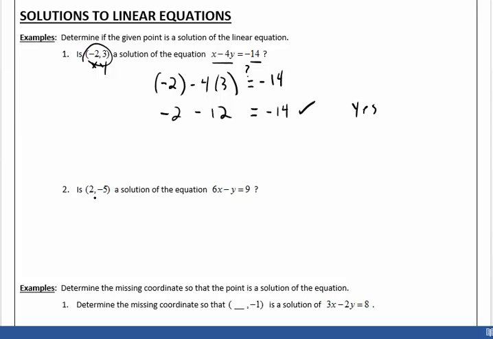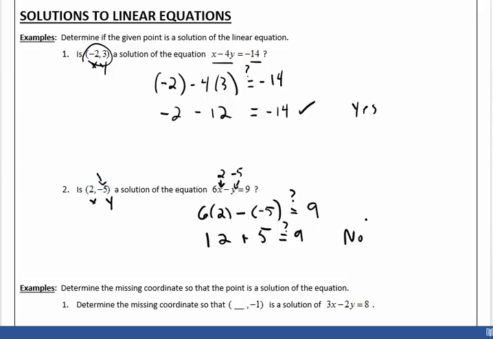Okay, second question, is (2, -5) a solution to this one? Well, that means I'm going to put the 2 right here and the -5 right here. So 6 times 2 minus, be careful with this one, -5. There's a minus from the given equation and a minus from the y value, which means there's 2 minuses. So that gives me 12, that makes +5, and I'll put a little question mark there. Does that equal 9? And the answer, of course, would be no.